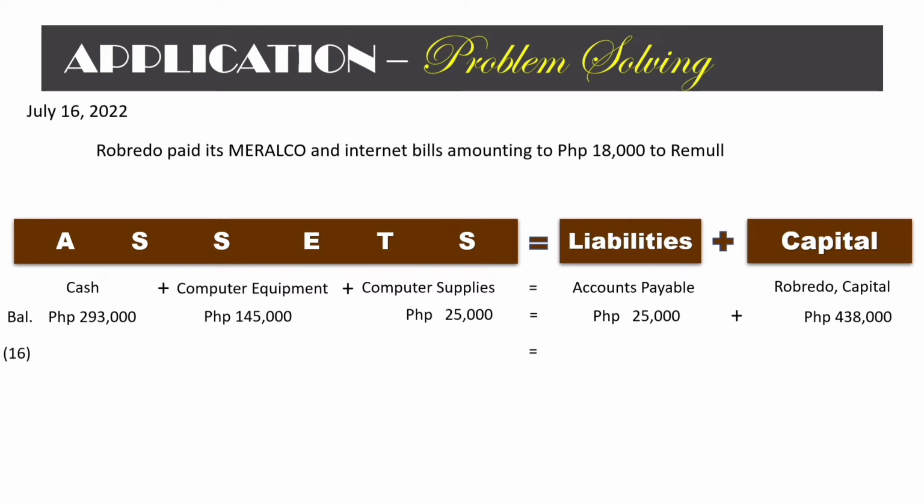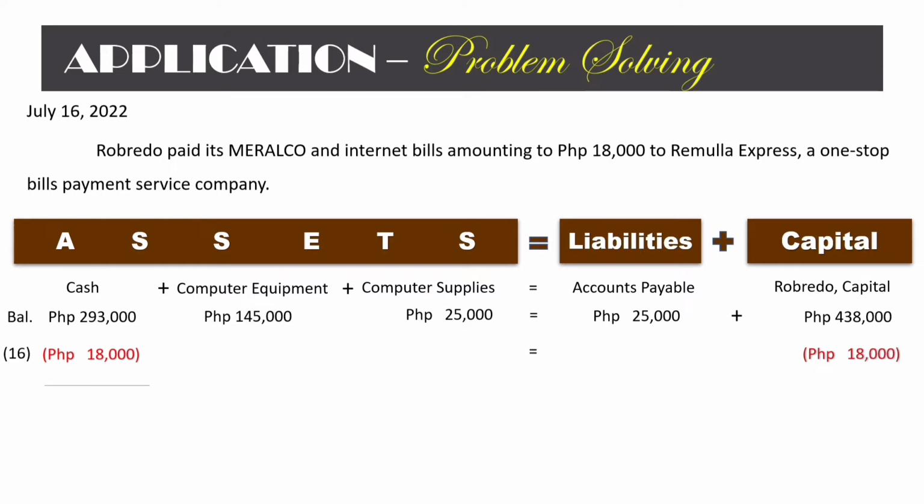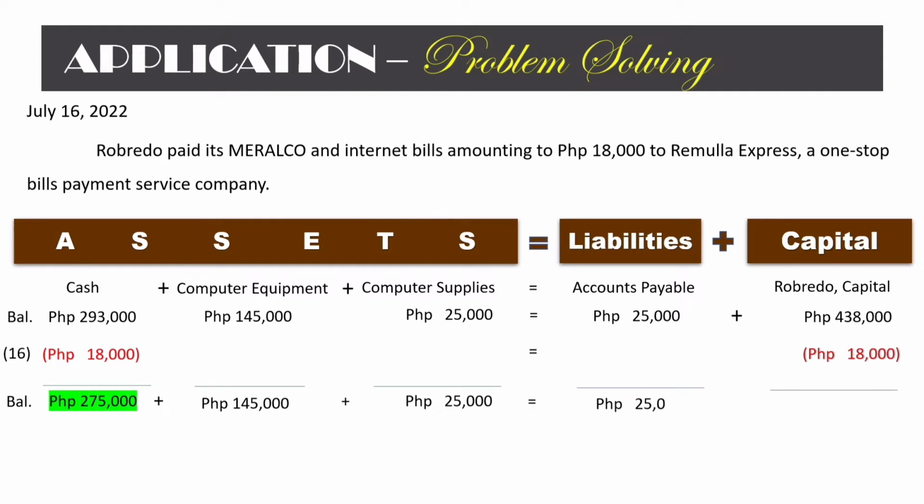375 to 463. On July 16, Robredo paid its Meralco and internet bills amounting to 18,000 pesos to Rimulya Express, a one-stop bills payment service company. Expenses are recorded when they are incurred. Expenses can be paid in cash when they occur, or they can be paid later. The payment for utilities is an expense for the month of July.